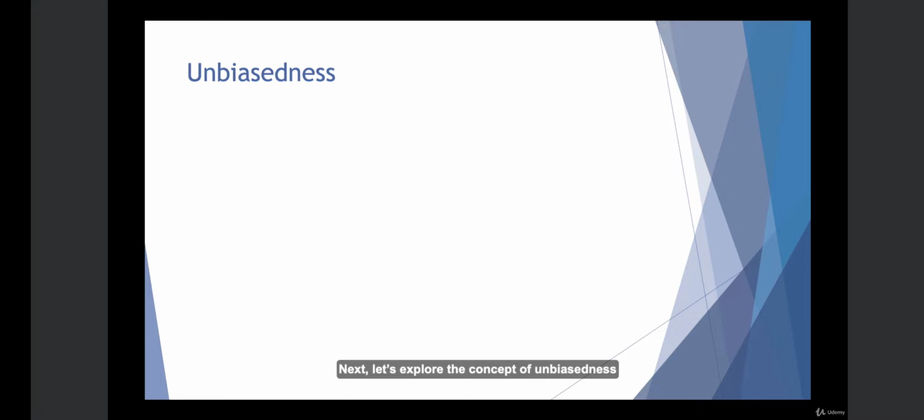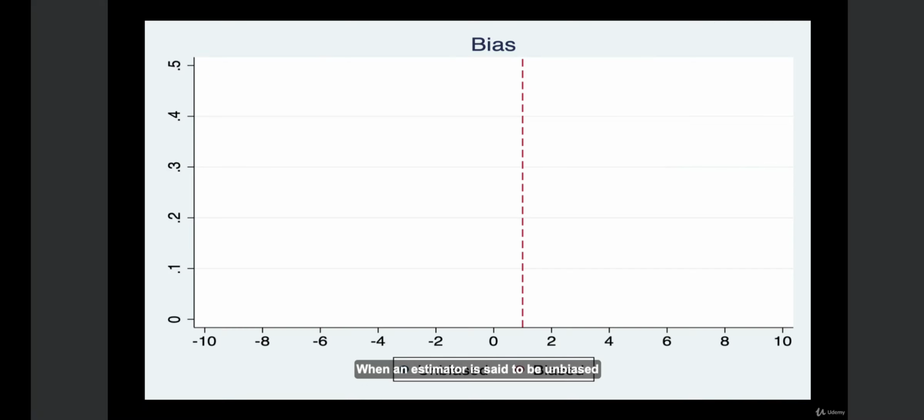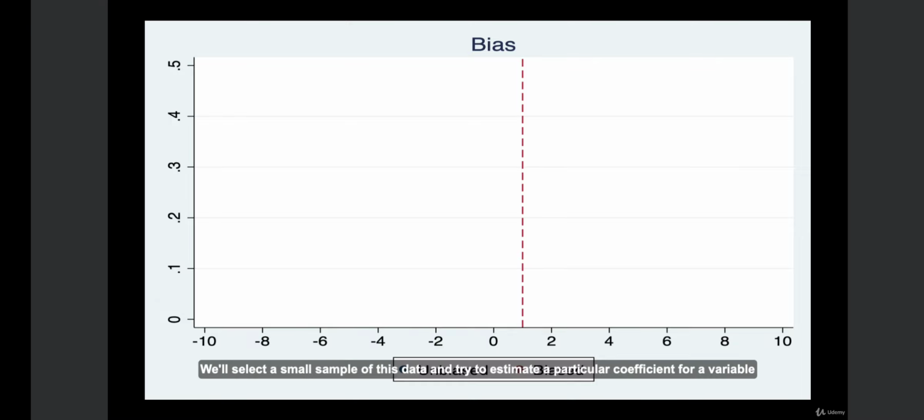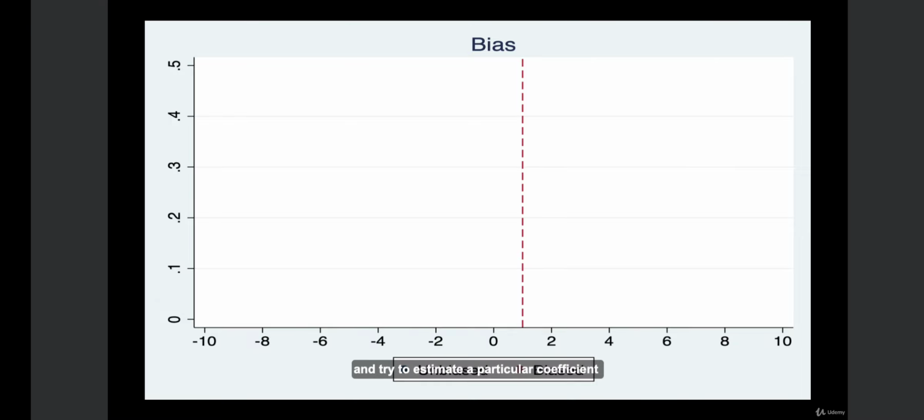Next, let's explore the concept of unbiasedness. When an estimator is said to be unbiased, this means that the mean sampling distribution of the coefficient estimates will approximate the true population coefficient. We can visualize this in an easy way by, again, assuming that we have 2 different estimators and an infinite amount of data. We'll select a small sample of this data and try to estimate a particular coefficient.